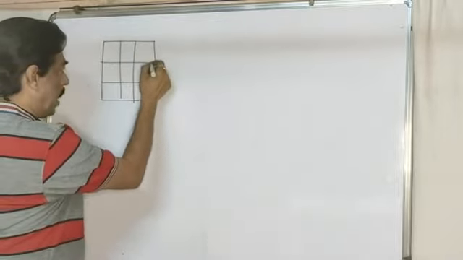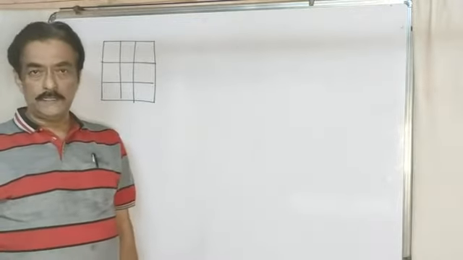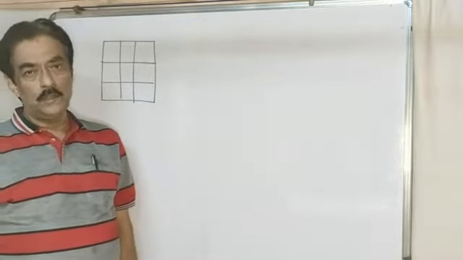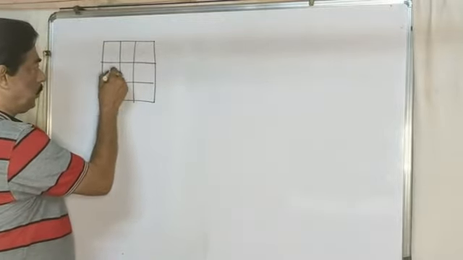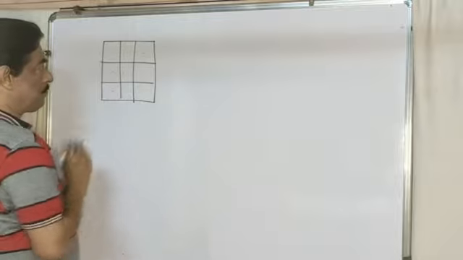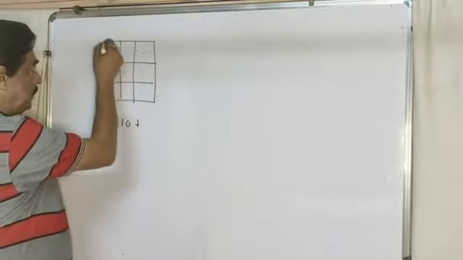The question is how many squares are inside the figure. If you want to show your mathematical skill, you will lose your time. Just observe. 1, 2, 3, 4, 5, 6, 7, 8, 9. Total is 10, plus 2 by 2.